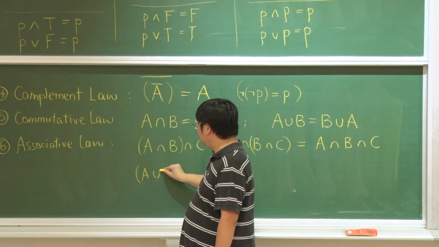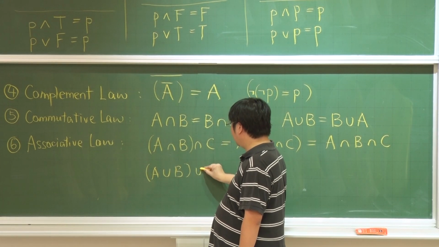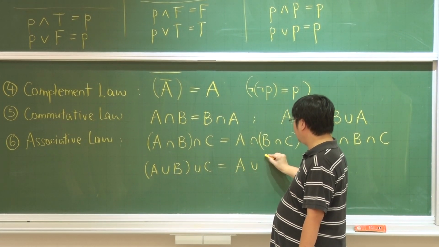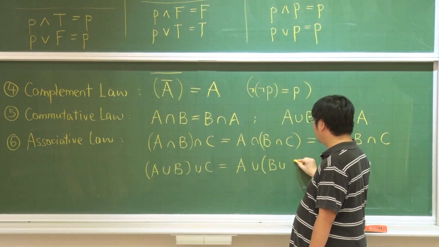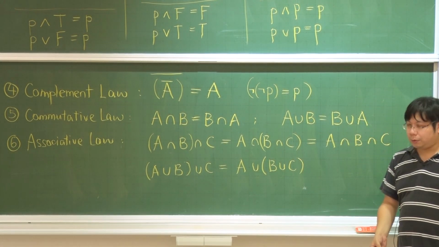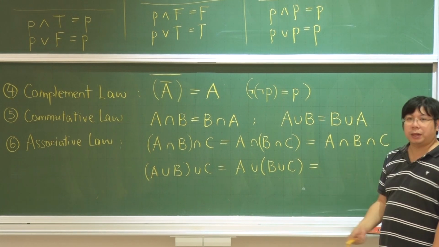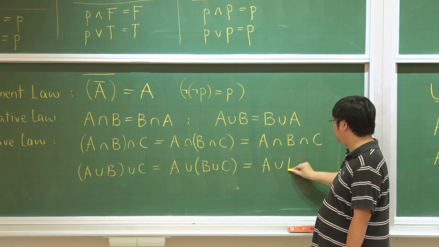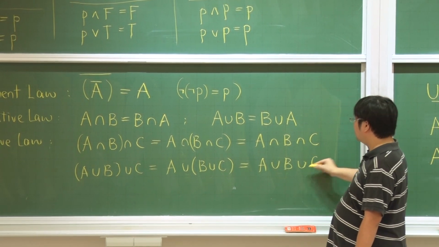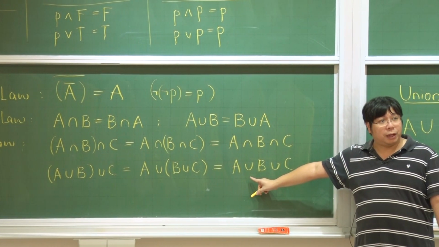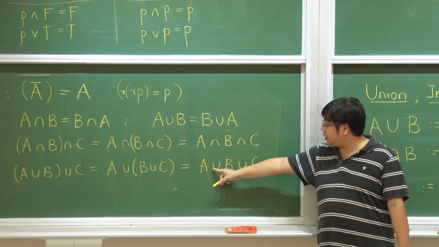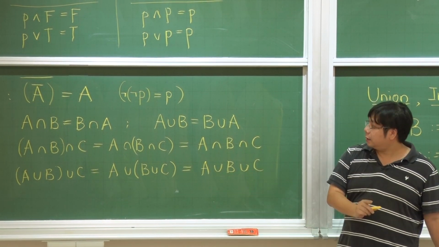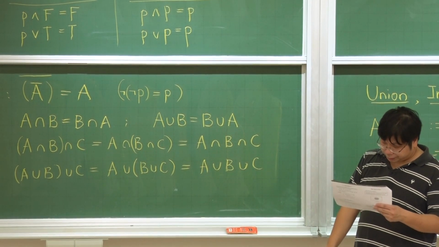So A union B union C will be equal to A union B union C, with the grouping either way. Is that okay? And whenever we have associative law, we can omit the bracket. A union B union C. We can omit the bracket when we are doing a sequence of consecutive operations of the same kind. Okay, so this is associative law.